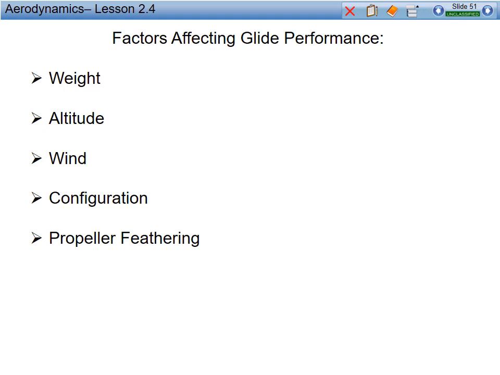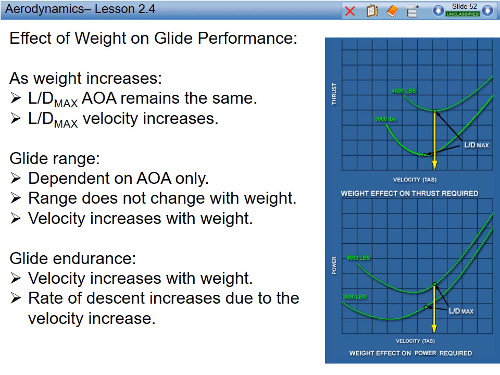Factors affecting glide performance. We will discuss weight, altitude, wind, configuration, and propeller feathering. As weight increases, LD max AOA remains the same. However, LD max velocity increases. Glide range is dependent only on AOA. Range does not change with a weight increase. The plane will fall faster, but with it falling faster, it will have a higher horizontal velocity. Thus, a heavier plane will have the same glide performance as a lighter plane.